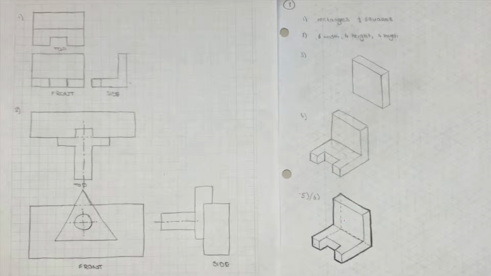Step 5 to 6, add in the hidden lines, as you can see, and then darken out the complete exterior of the shape to give the line weights some proper definition. So that's example 1, fairly simple.